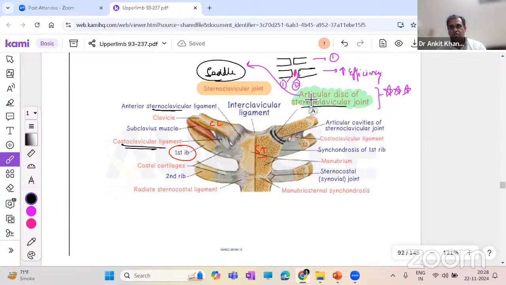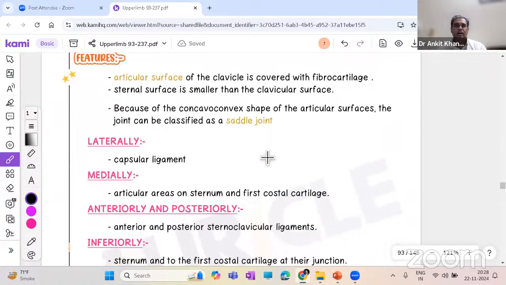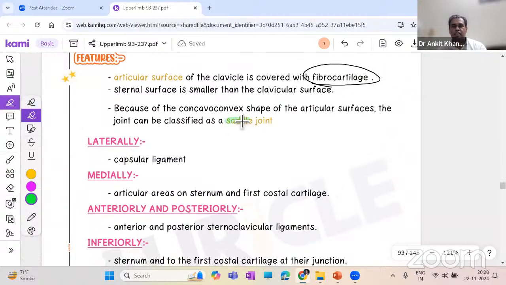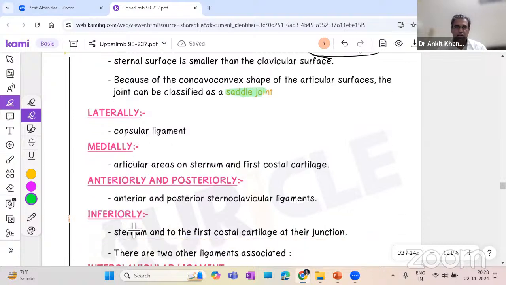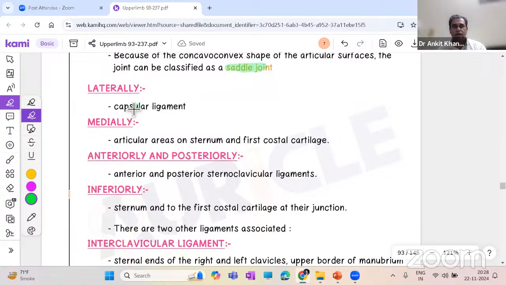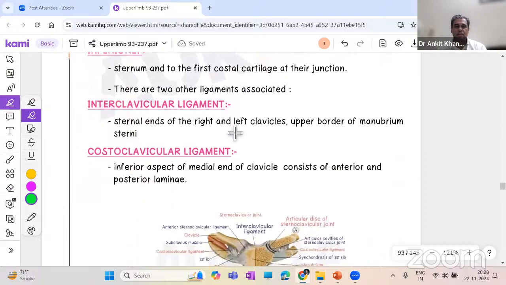At this point, you have to keep in mind, and obviously the ligaments, one or two ligaments, simple as that. So the sternoclavicular joint's articular surface is covered by a fibrocartilage. This is a must know thing. And it is a saddle joint. Fine. Laterally on these relations, you can just go through them. But these are actually telling us all the ligaments. You have the capsular ligament, you have the sternoclavicular ligament, and you have the costoclavicular ligament, all that is written over here. So yeah, these are all the ligaments.